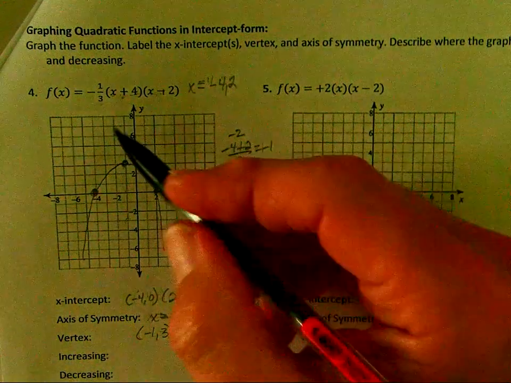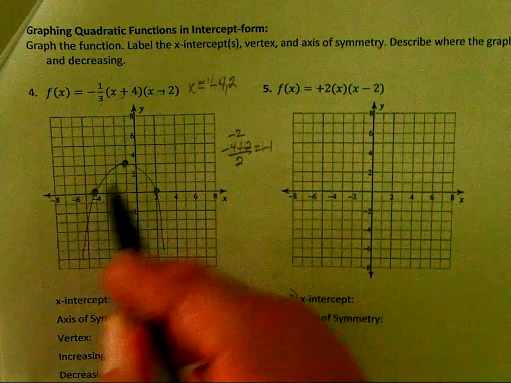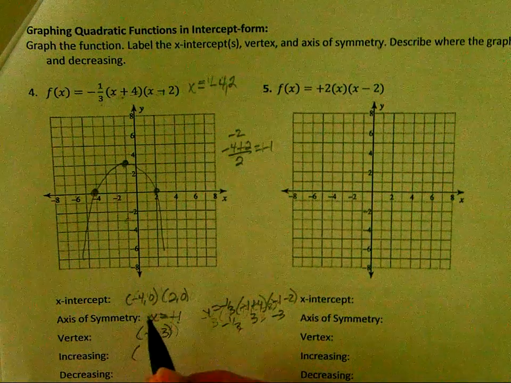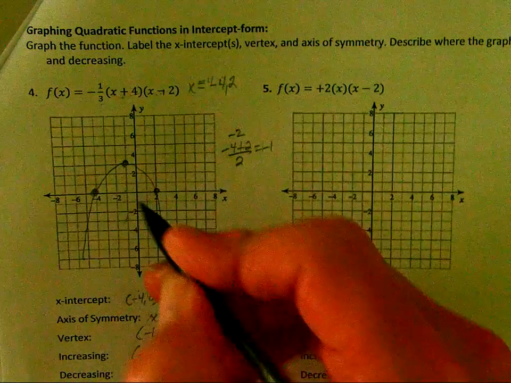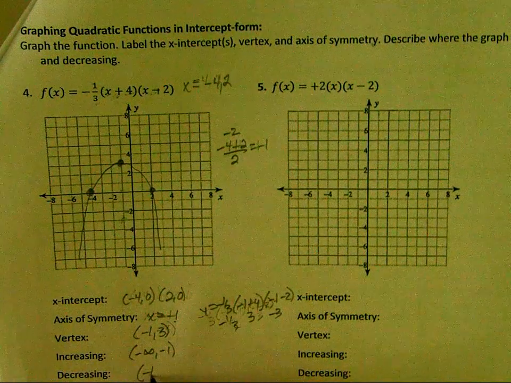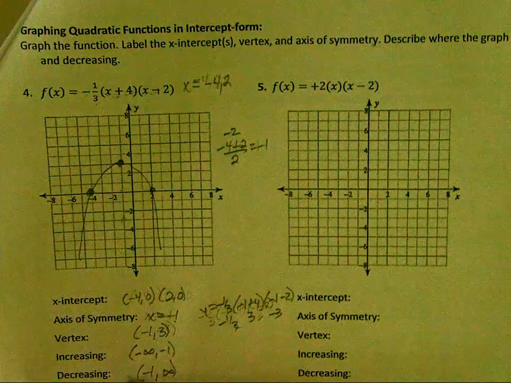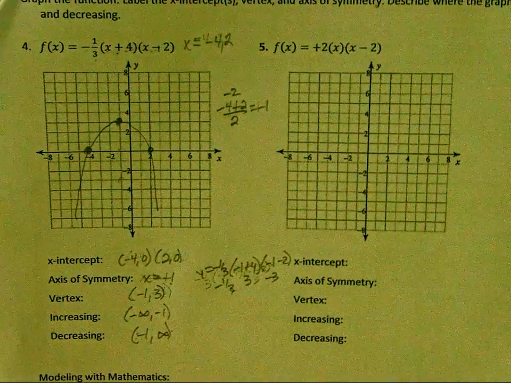Now increasing and decreasing, well, it's increasing here on the left. So that's from negative infinity over to negative 1. Remember, we always use the x-coordinates for these intervals. And it's decreasing on the right side, so that starts at negative 1 and goes to infinity. Like I mentioned in the last notes, when you do these intervals, they're always parentheses, never a bracket. Okay?